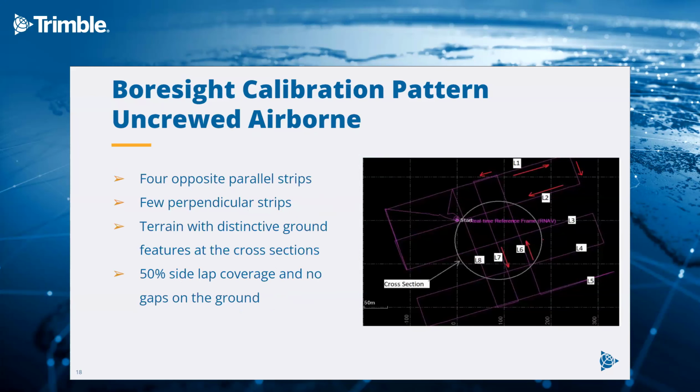And the boresight pattern for the uncrewed airborne industry looks quite similar, which is just four parallel strips, also flown in opposite directions, and a few perpendicular strips forming multiple crosses. Basically, the terrain needs to have some distinctive ground features, specifically at the cross sections, to allow LiDAR QC to converge properly. And we shouldn't be creating any gaps on the ground, so a decent side lap of 50% makes sense for a perfect calibration pattern.